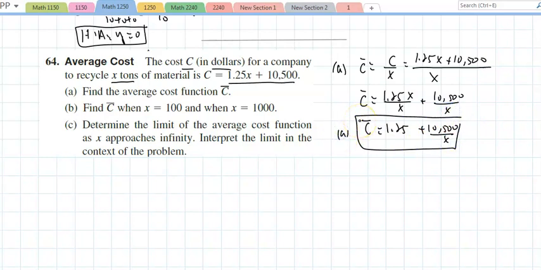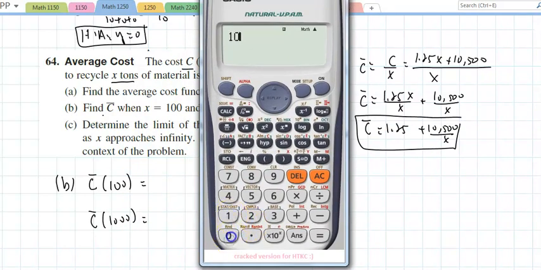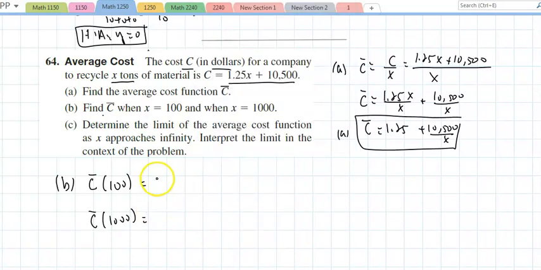Part B says, find the cost when x is 100. Find the cost when x is 1,000. So if you want to recycle 100 units, how much would it cost? If you want to recycle 1,000 units, how much would it cost? If I take 100 and input that in, 1.25 plus 10,500 divided by 100, my answer is $106.25. $106.25.